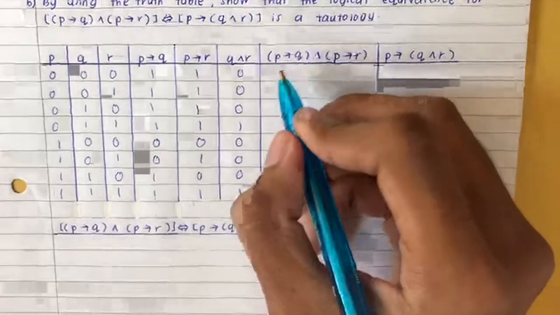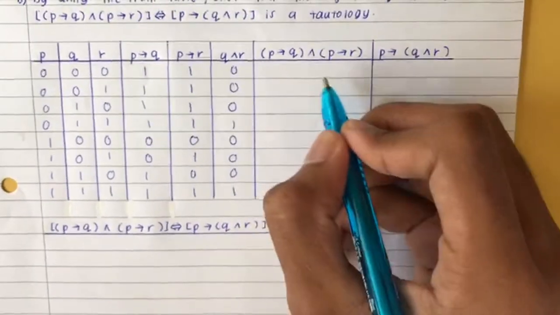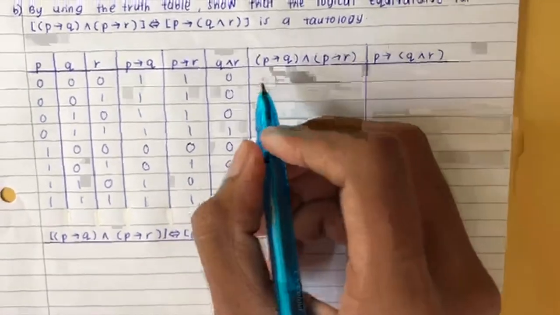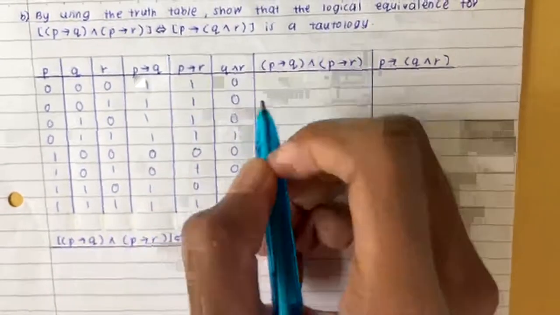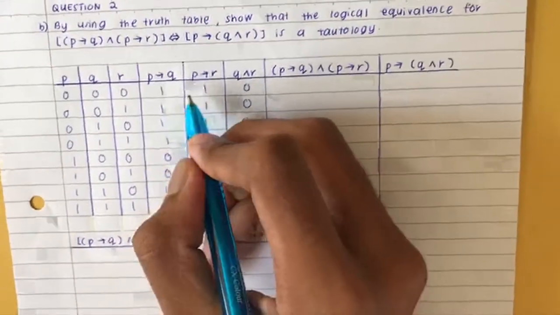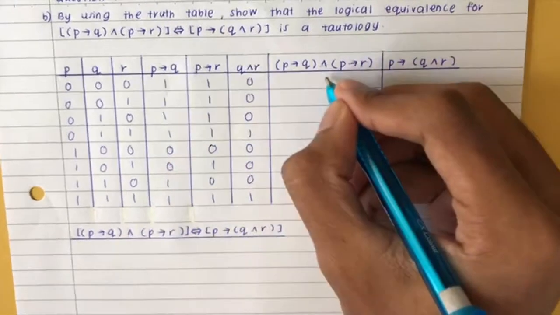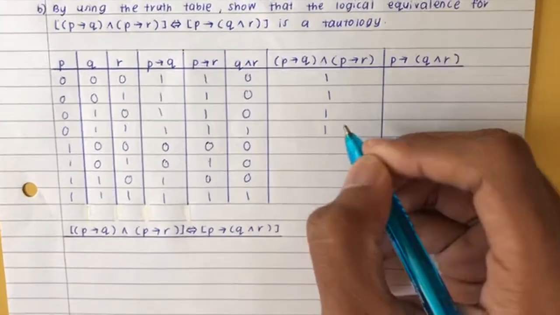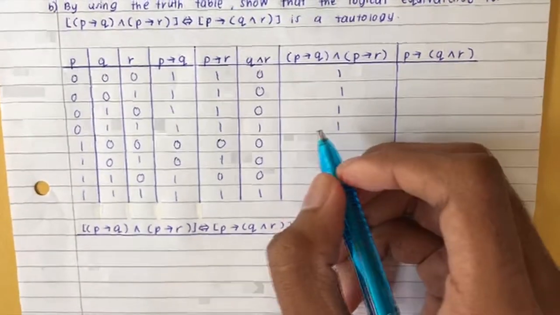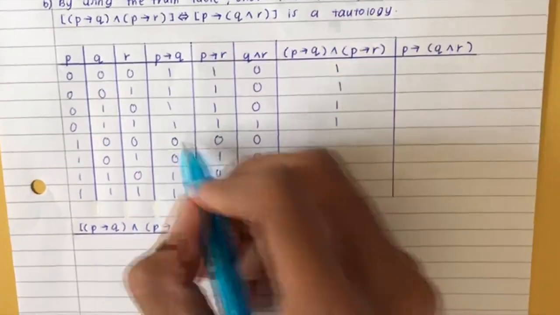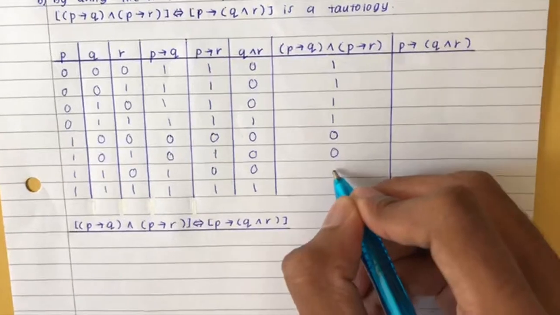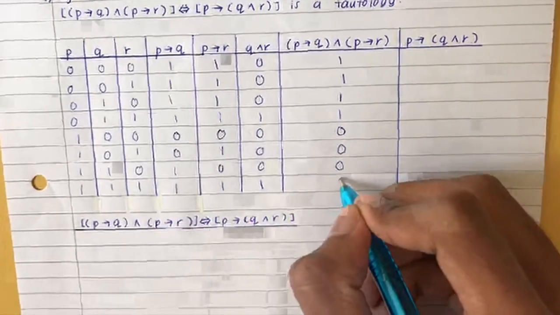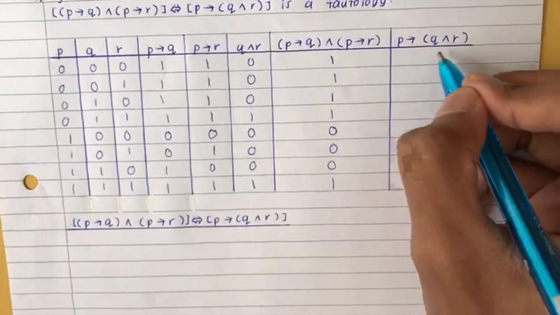The next step is to find P implies Q and P implies R, using the values we have found for P implies Q and P implies R. So 1 and 1 becomes 1, so 1 and 1 becomes 1, 1, 1. And next is 0, 0, 0 becomes 0, 0, 1 becomes 0, 1, 0 becomes 0, and 1, 1 becomes 1. Next is P implies Q and R.